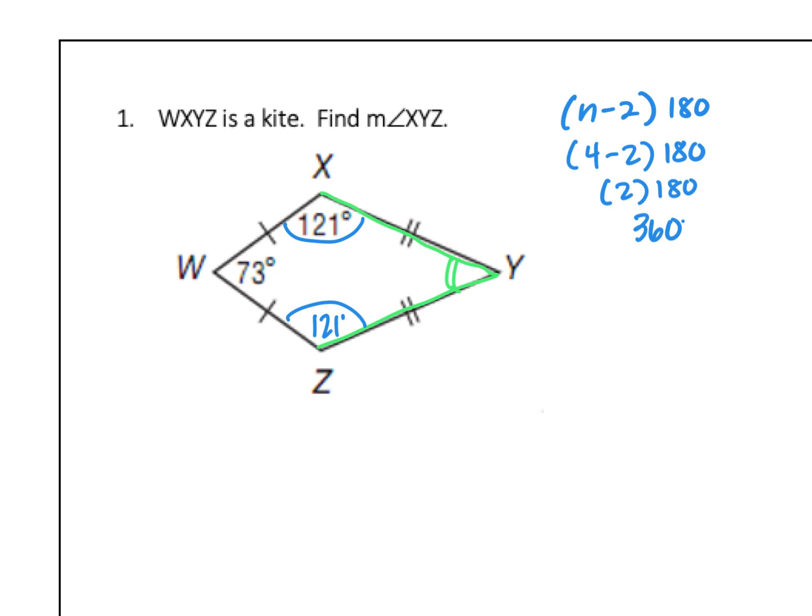So now, I can start with 360 and subtract out the angles that I know. I have a 121, another 121, and a 73. If I subtract those out, I believe I get 45 degrees left. So the angle XYZ right in here must be 45 degrees.